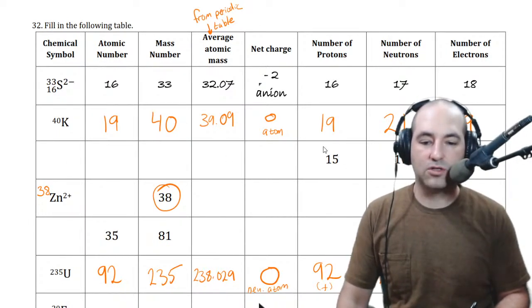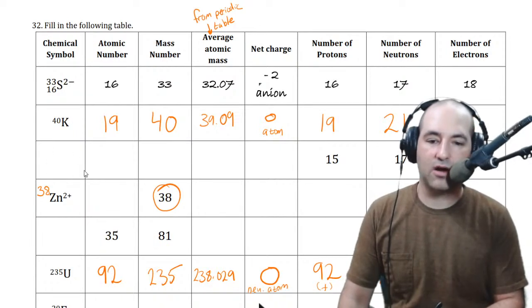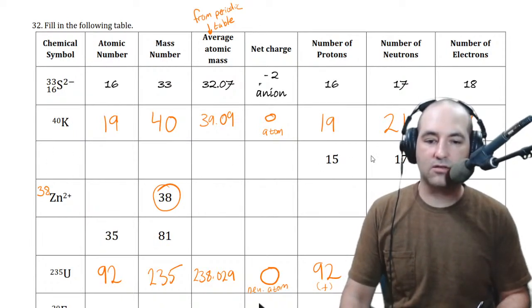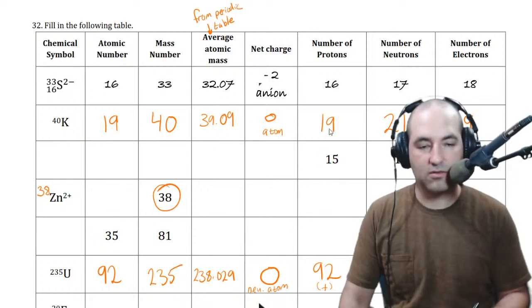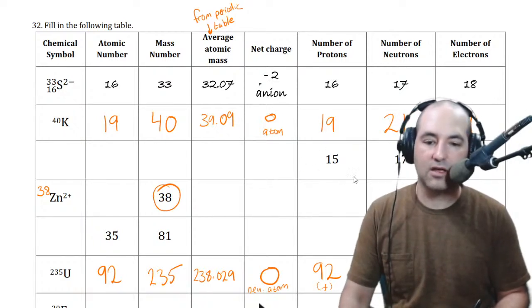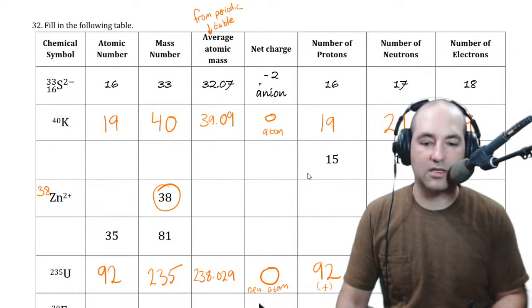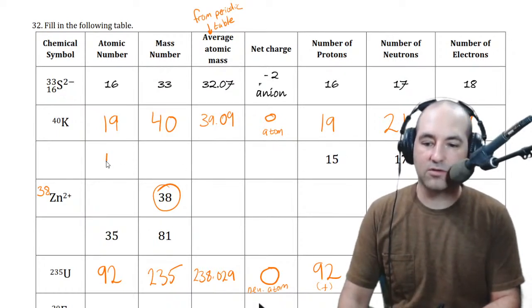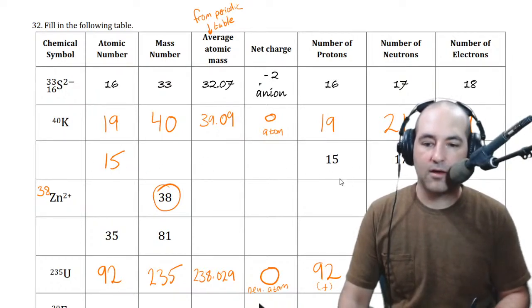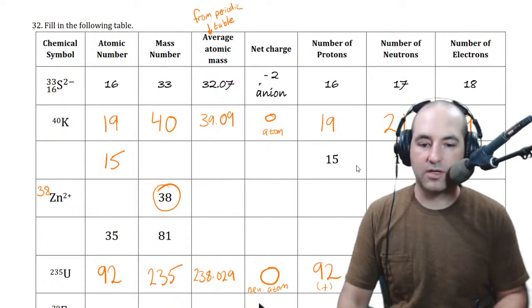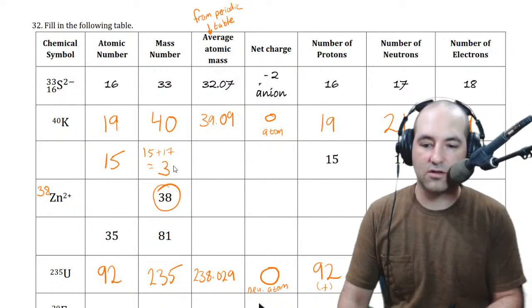This time, we don't have a chemical symbol to start with, but we do have protons, neutrons, and electrons. So with that information, we should be able to get everything else. We can start wherever you want. Probably the easiest is protons, atomic number. Those are always, always, always the same. So that's easy. Those two columns should always be the same. Our mass number is the protons and the neutrons. So 15 plus 17, which is 32.